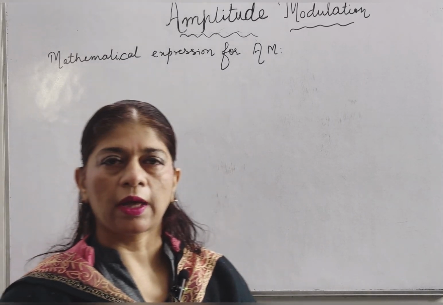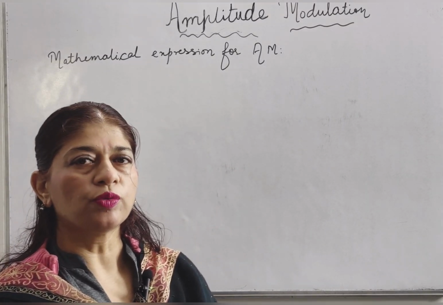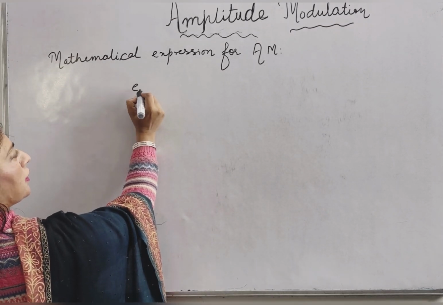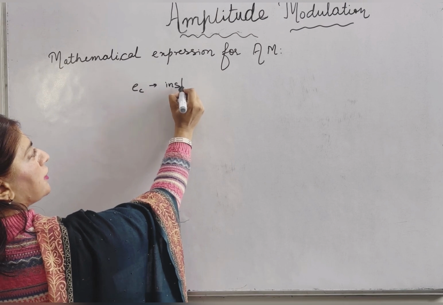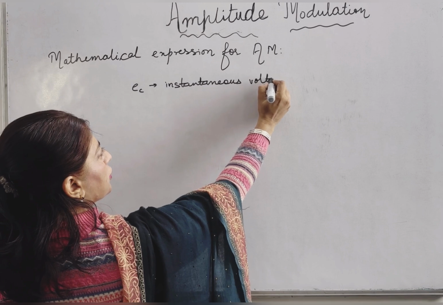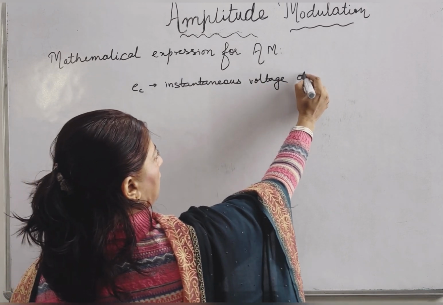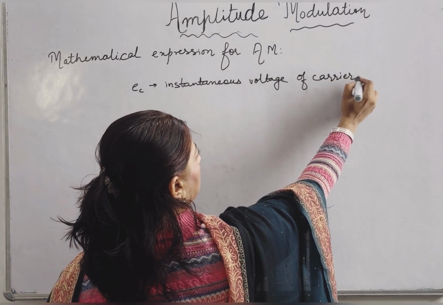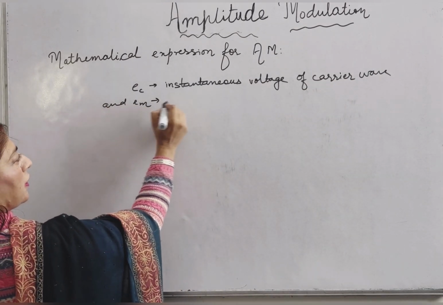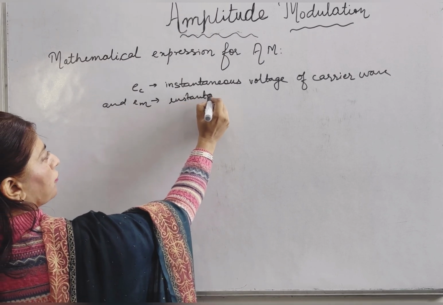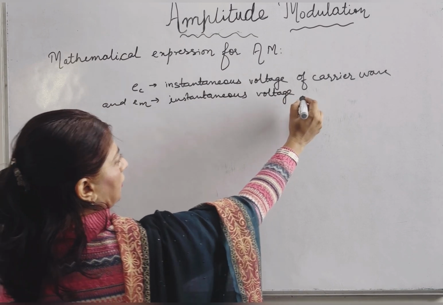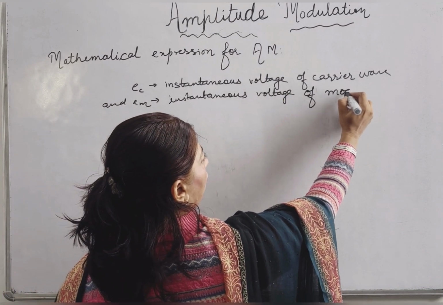Now we are going to derive the mathematical expression for the amplitude modulated wave. For that, let EC is the instantaneous voltage of carrier wave and EM is the instantaneous voltage of signal wave or the modulating wave.